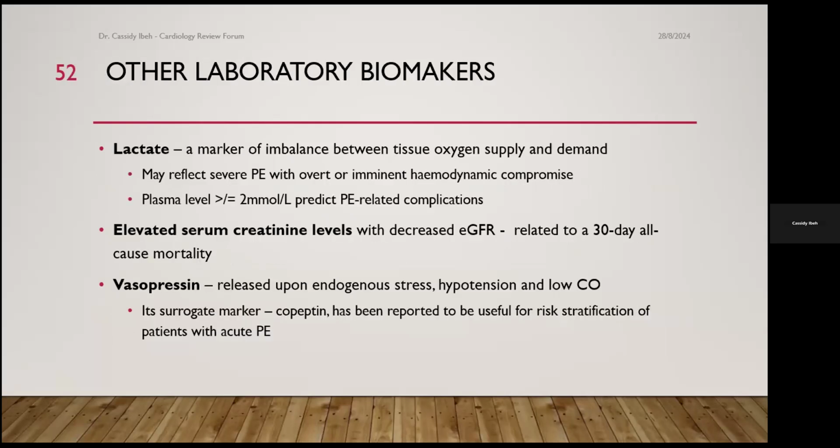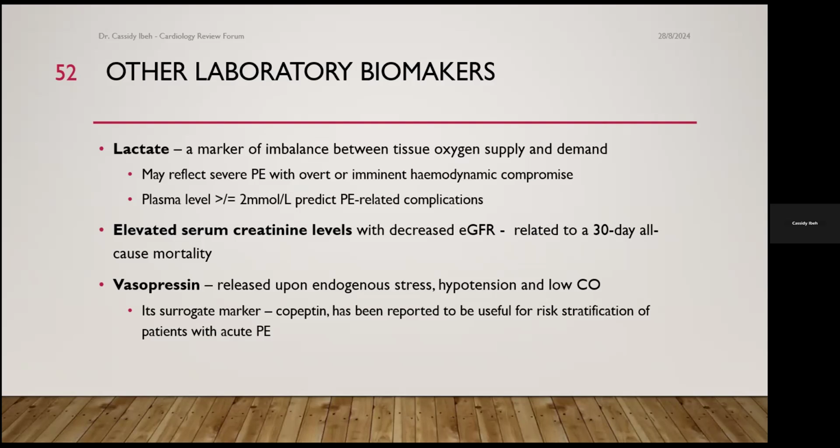Now, other laboratory markers are the lactate, which is a marker of imbalance between tissue oxygen supply and demand. It may reflect severe PE with overt or imminent hemodynamic compromise. A plasma level greater than or equal to 2 millimoles per liter may predict PE-related complications. You can also use the serum creatinine level with a decreased eGFR. It is related to 30-day all-cause mortality when there is a reduction in the eGFR.